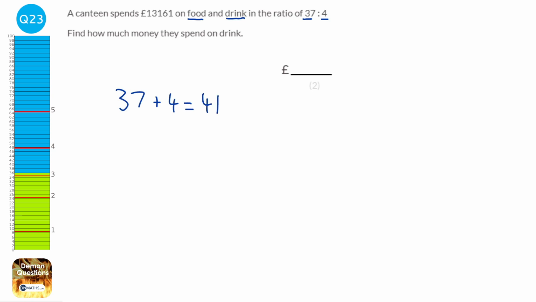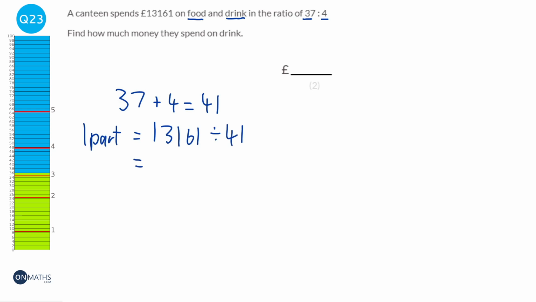So we've got 41 piles of money. Now each pile is equal. So to work out how much one pile, or one part, is worth, and in maths we call them parts, but they're just like piles of money, we're going to do 13,161, the total amount of money, divided by how many piles there are, 41. When we do that, we get 321. So each pile is worth 321 pounds.